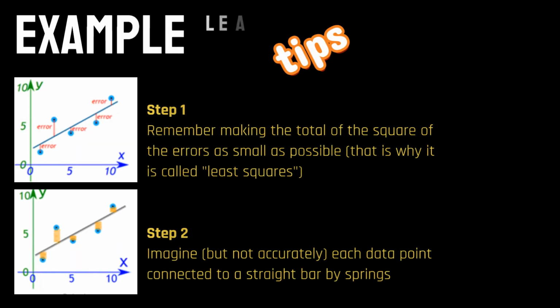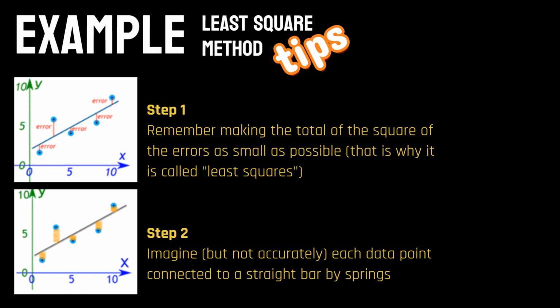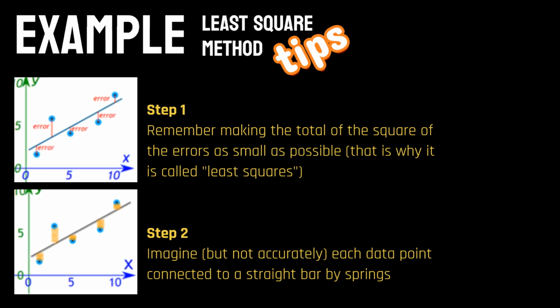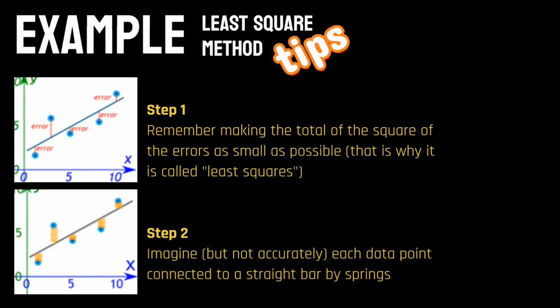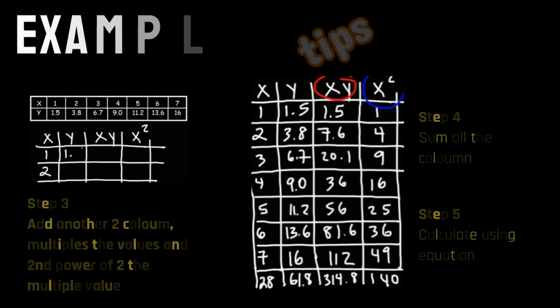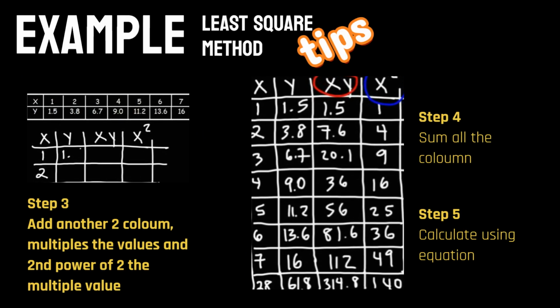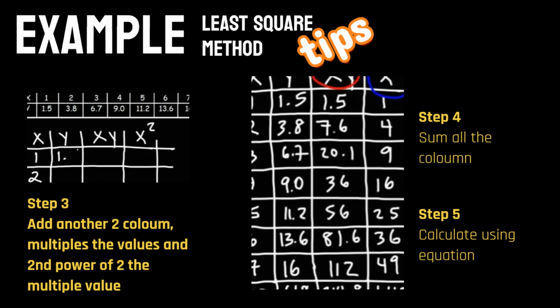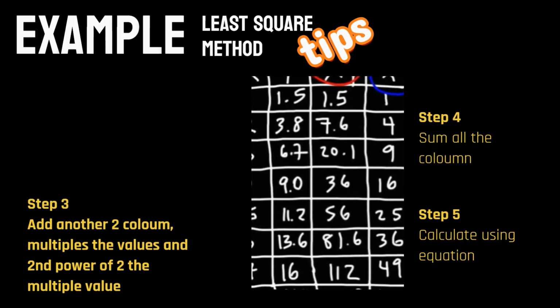I will share on linear least squares problems, where some tips are essential to remember. Here are some tips before you start doing the least squares method. Make sure you make the total error as small as you can. Imagine each data point connected to the line like a spring. Add x multiplied by y and power of 2 columns for the data given. Sum them and then you can start to calculate.